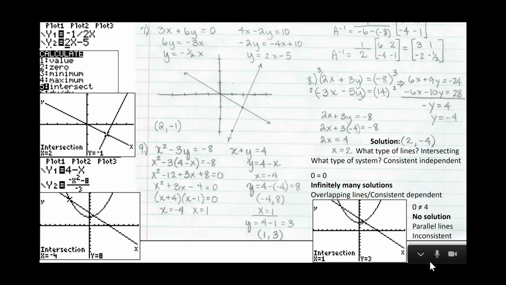All right, so for number 7, they ask us to solve the system by graphing, and it says you must show work to receive credit. So I have to see a graph on your piece of paper, but if you want to graph it on your calculator and then just copy that onto your piece of paper, that's perfectly fine. So you can choose whether you want to graph it by hand or if you want to graph it on your calculator and then just copy that over onto your test. Okay, so let's look at it both ways.